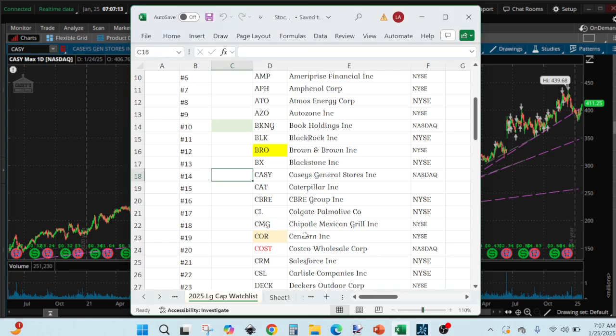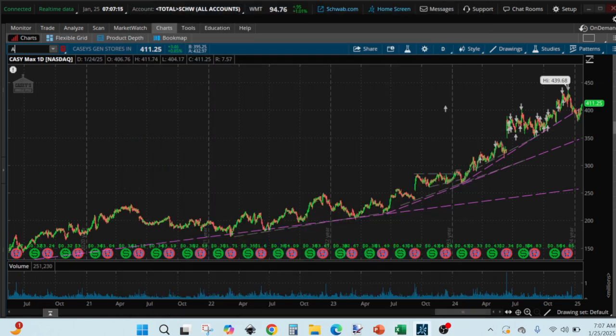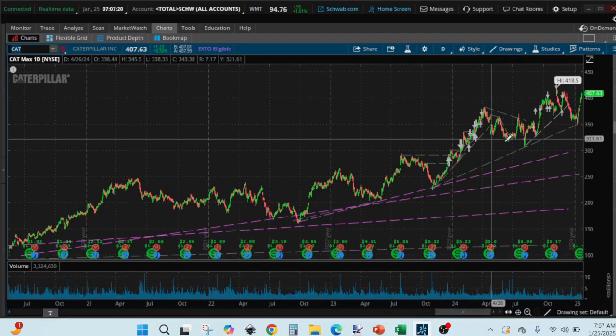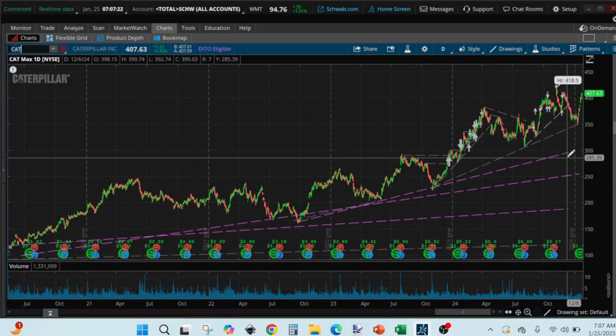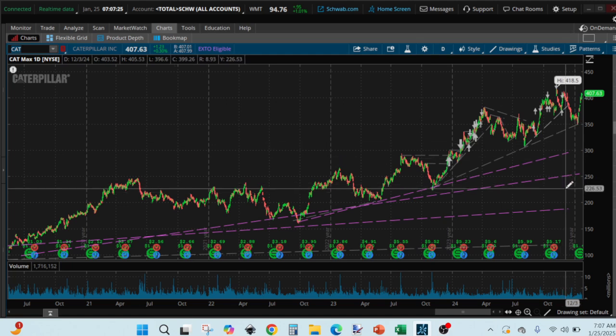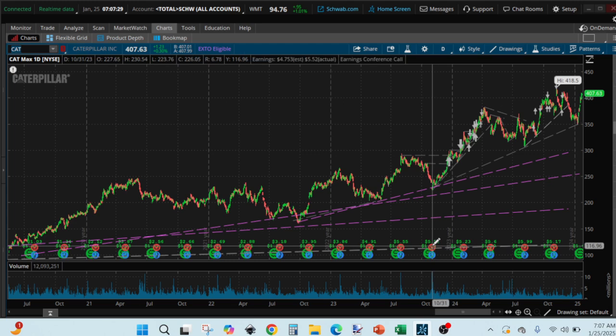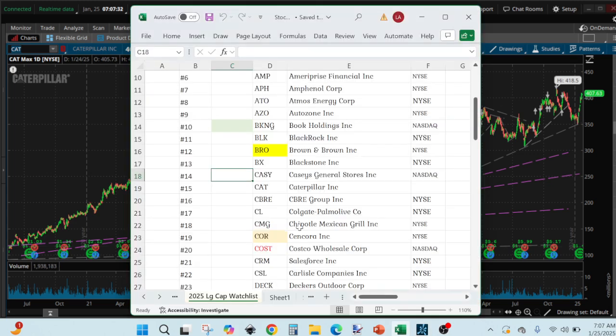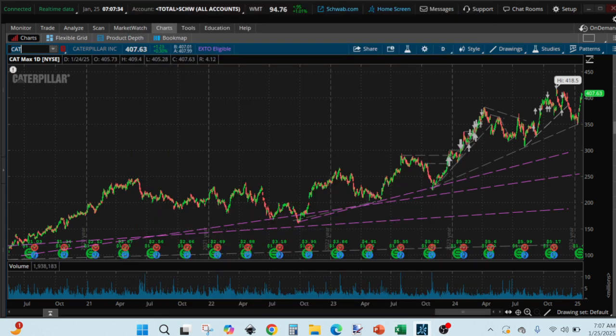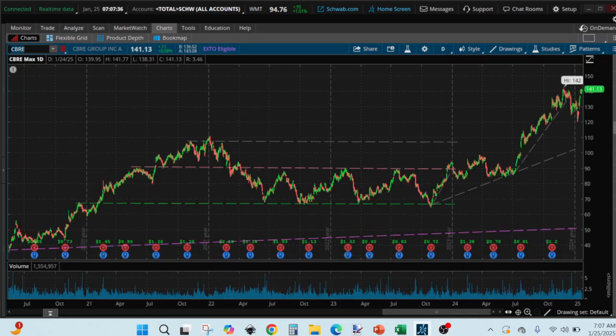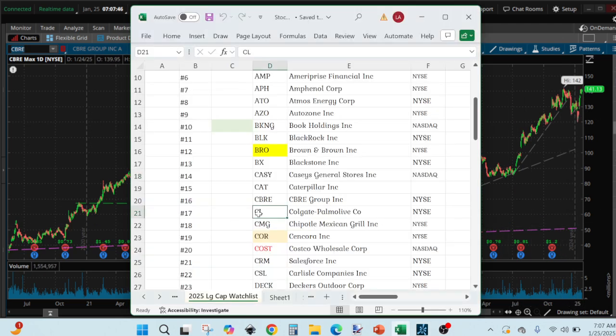The next one is CAT. So CAT, we have those 3 lines that we like to buy at, but right now it is following this 2 line and continues to go up. The next one is CBRE. CBRE, we have this 1 line that we like to use to get in, but right now it is going up. The next one is CL.